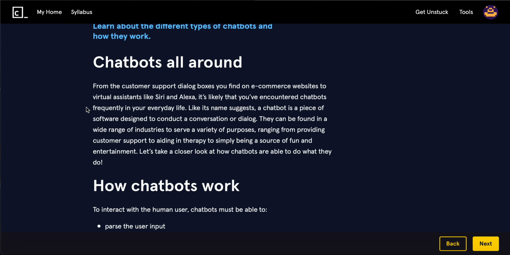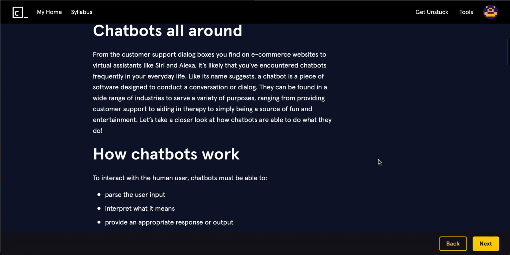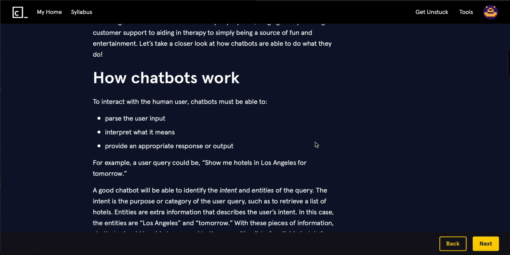Like its name suggests, a chatbot is a piece of software designed to conduct a conversation or dialogue. They can be found in a wide range of industries to serve a variety of purposes, ranging from providing customer support to aiding in therapy to simply being a source of fun and entertainment. So let's take a closer look at how chatbots are able to do what they do.